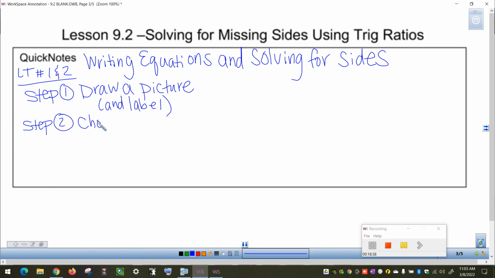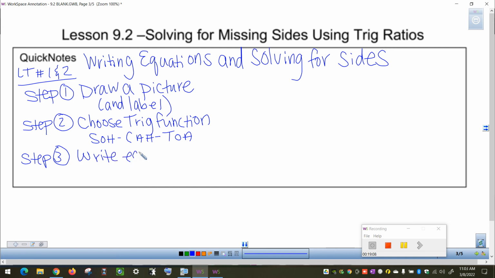All right, the second thing we did is we need to choose our trig function. And that's where we're going to think about SOHCAHTOA to help us figure out what are the 2 types of sides that we're dealing with. That's going to help us to know, is it sine, is it cosine, or is it tan? All right, step 3 was just to write our equation, plugging the actual numbers, plugging the actual values into the problem.